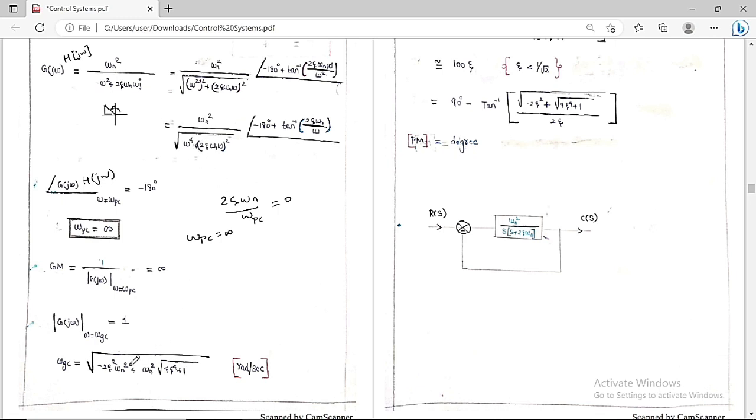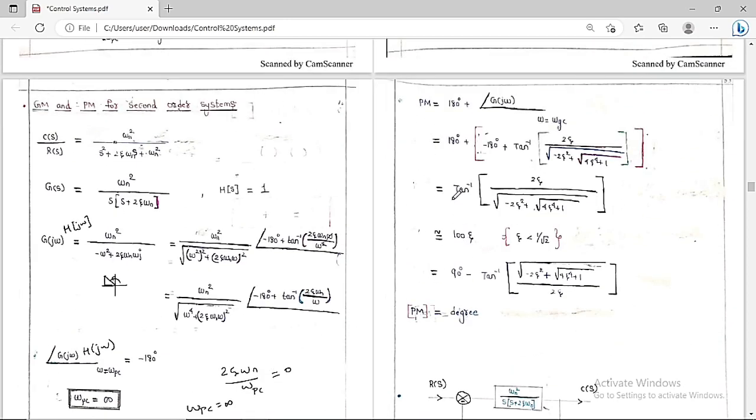If we simplify, we are going to get the gain crossover frequency equal to under root of minus 2 zeta square omega n square plus omega n square under root of 4 into zeta to the power of 4 plus 1 radians per second. So this is the frequency at which the magnitude of g of s h of s is equal to 1. This is the gain crossover frequency, equal to under root of minus 2 zeta square omega n square plus omega n square under root of 4 into zeta to the power of 4 plus 1 radians per second. Now let's go for the phase margin.